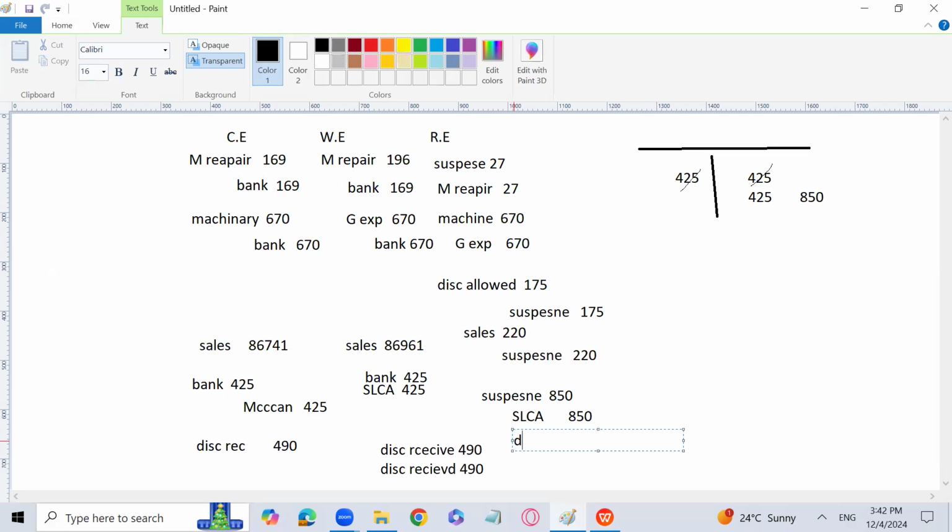Discount received is wrongly credited once because it has been additionally credited by 490. So we will debit it. The mistake has been corrected. The other discount received is already correct. On the credit side, I have to write suspense. So discount received debit and suspense credit. So these are the rectifying entries which I have passed.